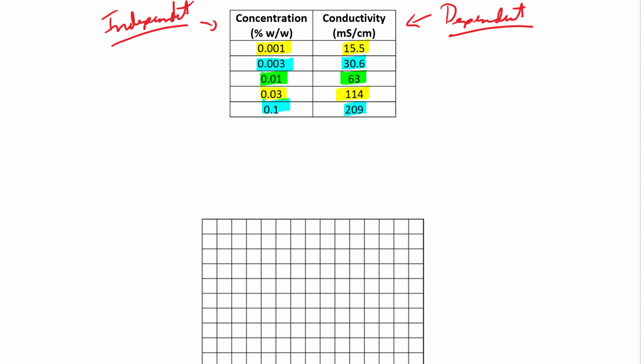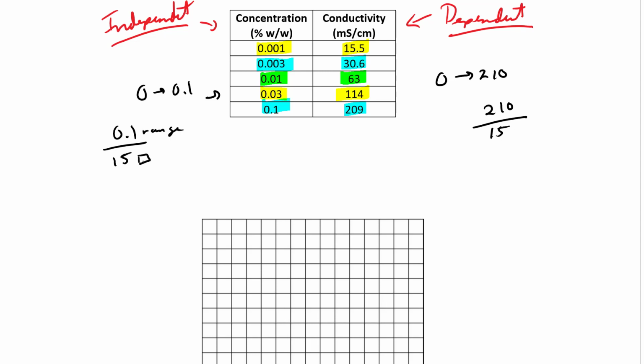Let's determine the range. Our range here, we'll say go from 0 to 0.1. And our range here, we'll say we're going from 0 to 210. So 0.1, there's 15 boxes, divided by 15 boxes. Over here, 210 is my range divided by my 15 boxes. Top value is my range, and the bottom value is how many boxes there are in my graph. Range, number of boxes. We work this out, we get 0.006 repeating. Let's multiply that by 3, and every 3 boxes will be worth 0.02. So 3 boxes, 0.02 units.